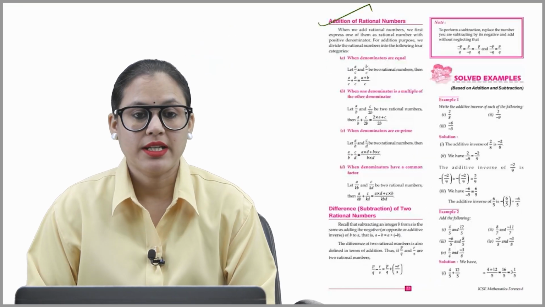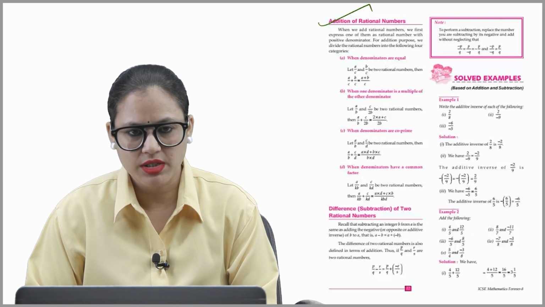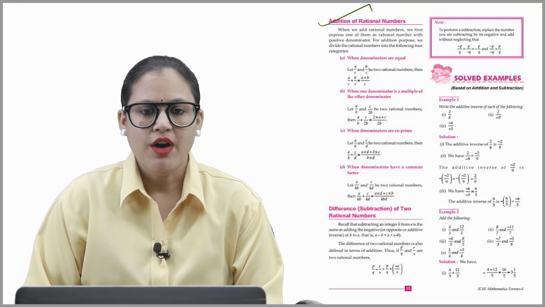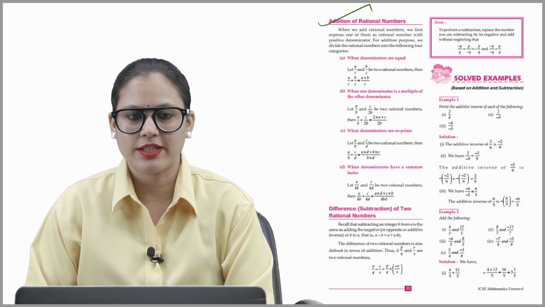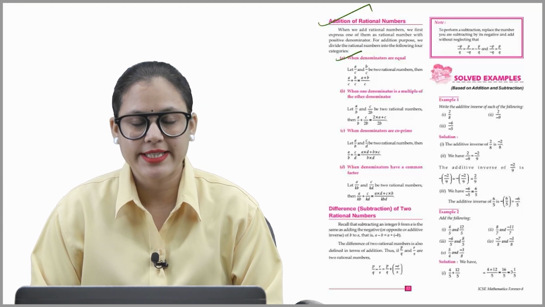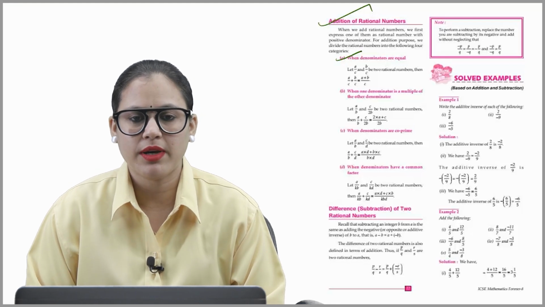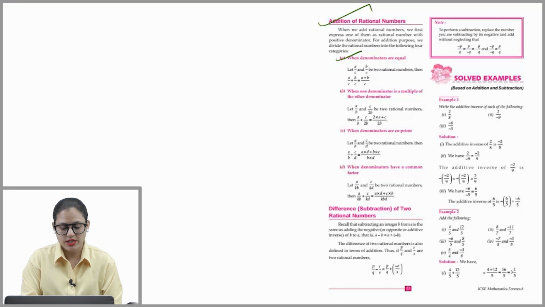Addition of rational numbers. When we add rational numbers, we first express one of them as a rational number with positive denominator. For addition purpose, we divide the rational numbers into the following 4 categories. A. When denominators are equal, let A by C and B by C be 2 rational numbers. Then addition of these 2 rational numbers will be A plus B by C.